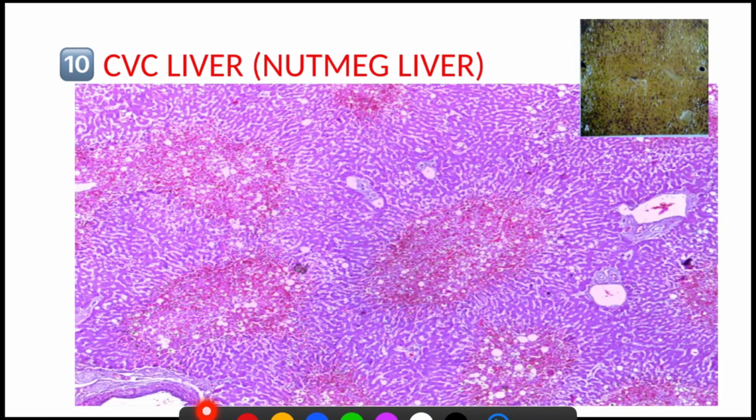And in nutmeg liver, first of all identify liver parenchyma with the help of portal triad and central vein. So in nutmeg appearance, as we have already discussed in the previous video, dark and light spots are there. Dark spots suggest congestion surrounding the central vein, and the central vein is also congested, and light color is due to fat infiltration due to hepatocyte necrosis surrounding the central vein.